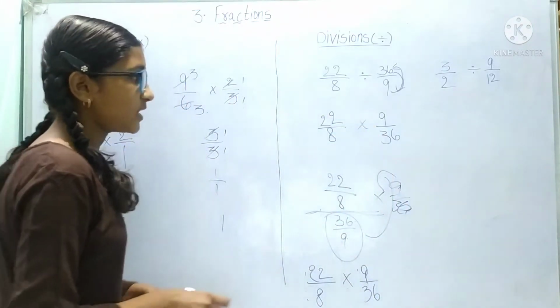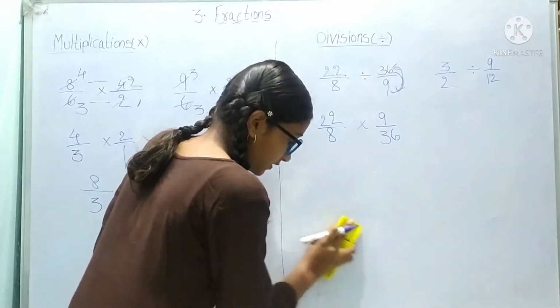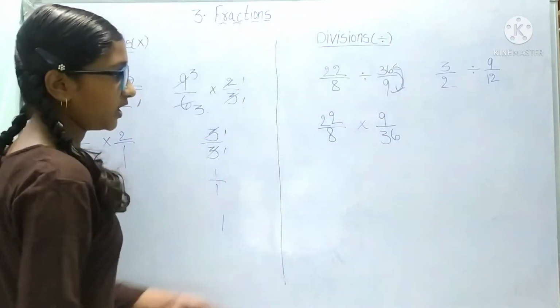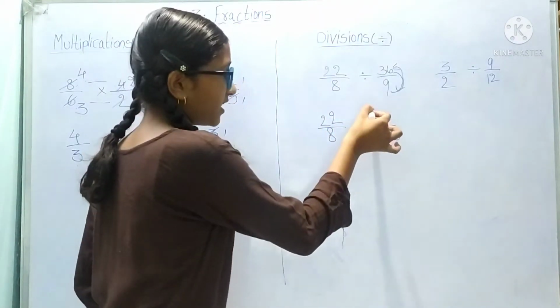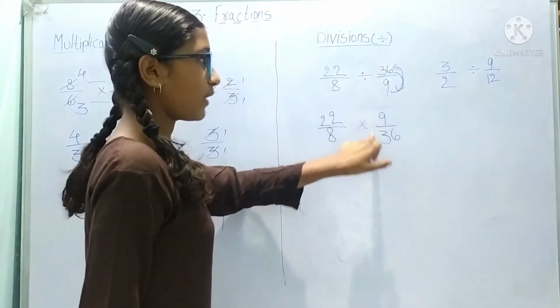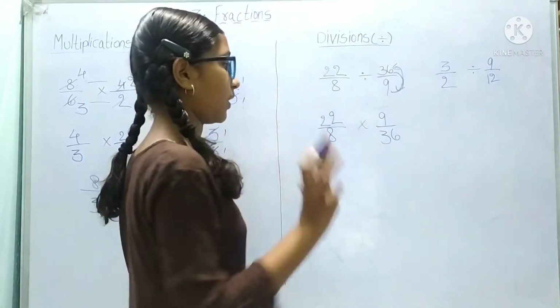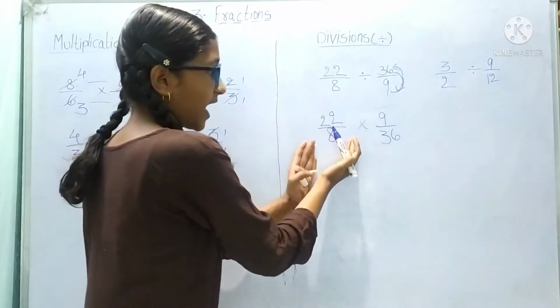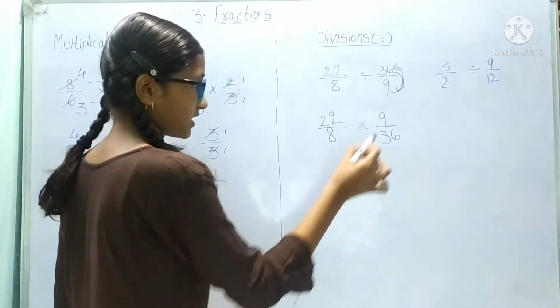Okay, so this is the proof. Simply, we can write this without all the steps. We can simply write this dividend as multiplication. We will reverse only this fraction, the right fraction, not the left one. The left one stays as is, and please keep the reversed fraction on the right.